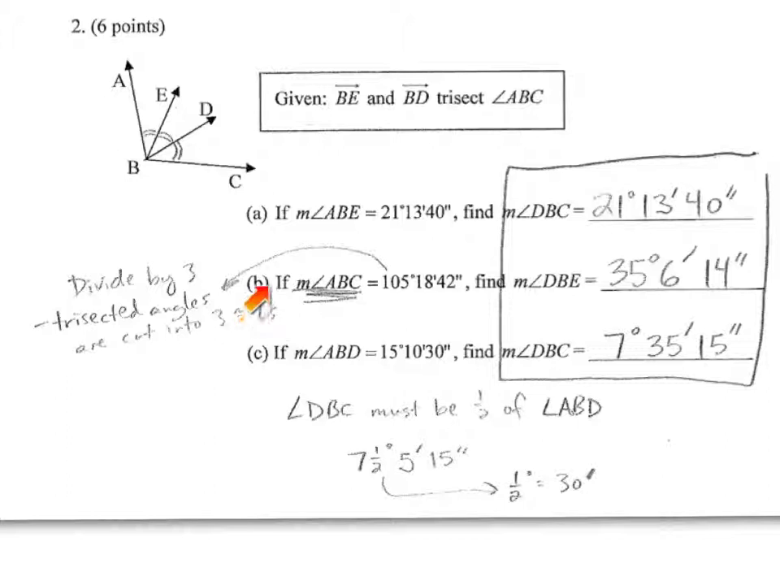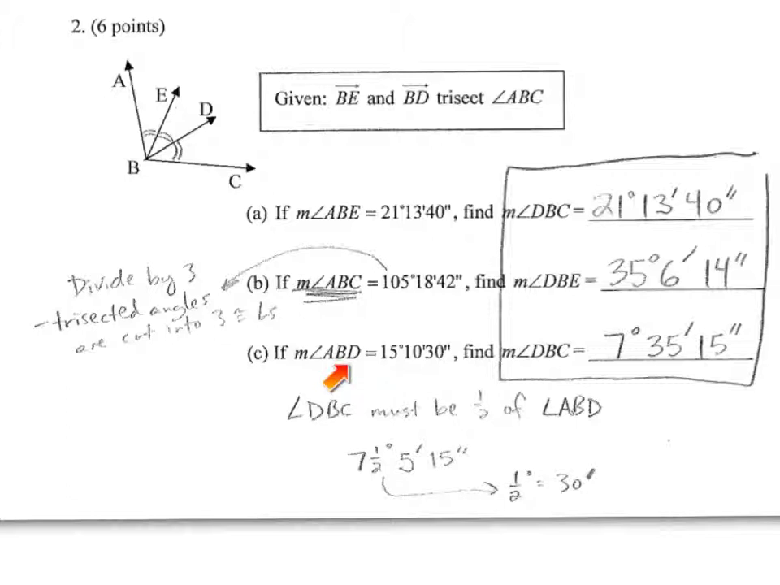For part B, we're given the entire angle measure, angle ABC. The entire angle is 105 degrees, 18 minutes, and 42 seconds. Since they're asking us to find the measure of DBE, which again, if you go back to this diagram and take a look at how that relates to the larger angle, you'll notice it is 1/3 of the total size. So how do we find measure of DBE? We simply take 1/3 of this measurement that we're given, and if you do that, you'll get 35 degrees, 6 minutes, and 14 seconds.